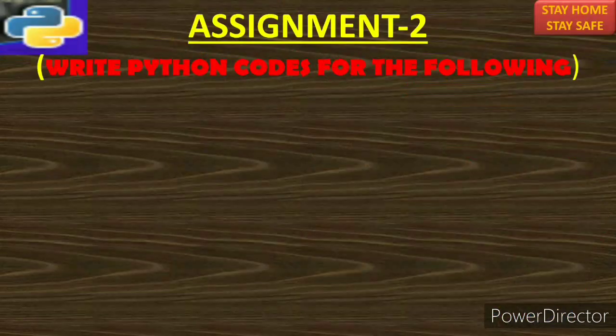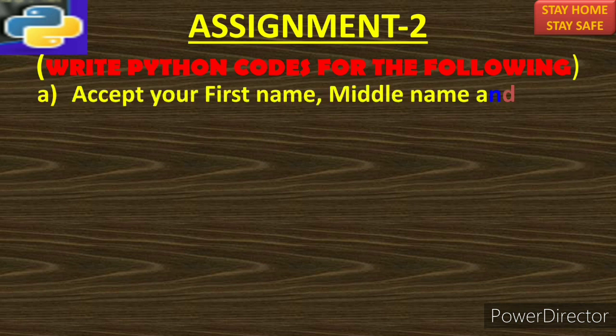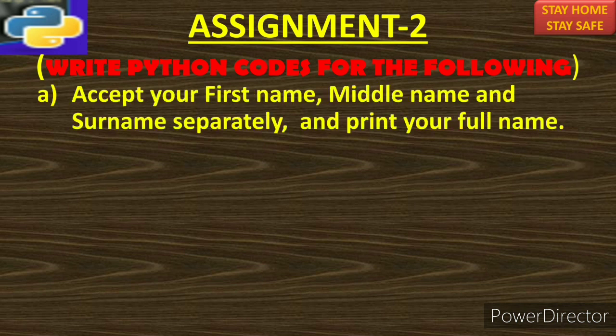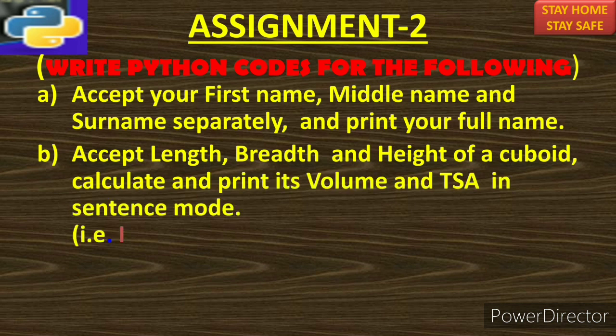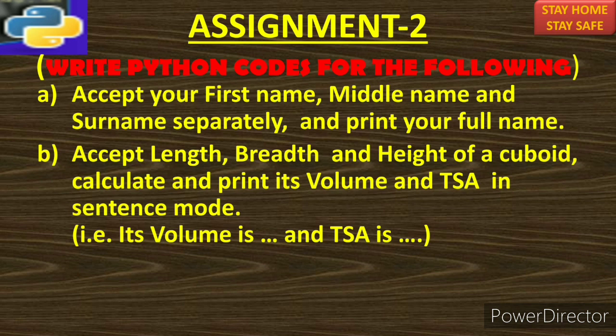Now let's get back to the assignment part. There are certain assignments for you after completion of this. The first one is that you please accept your first name, middle name, and surname separately, and print your full name. It's a very simple one, but I want to check whether you have understood the print statement properly. The second is to accept the length, breadth, and height of a cuboid, and calculate and print the volume and the total surface area in a sentence mode.